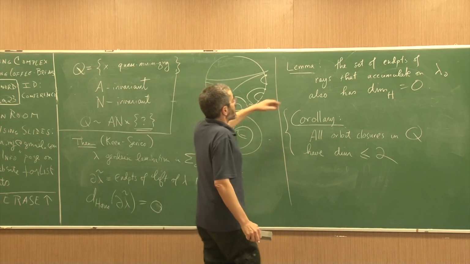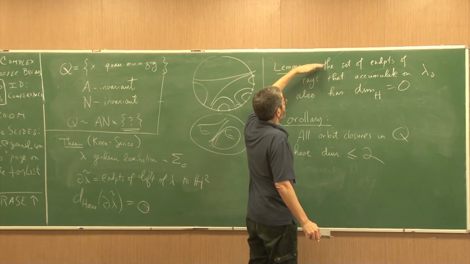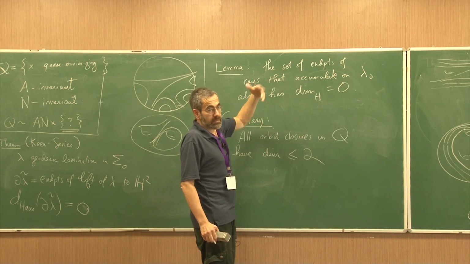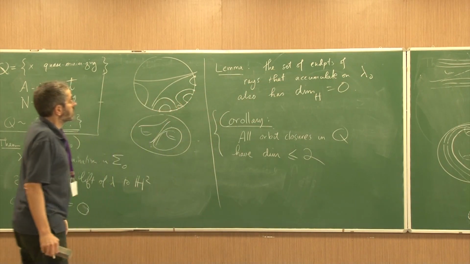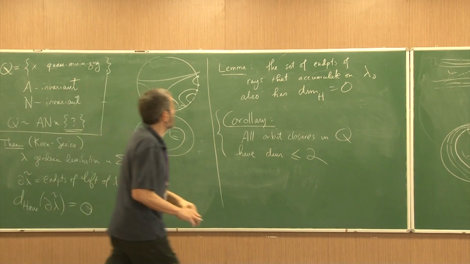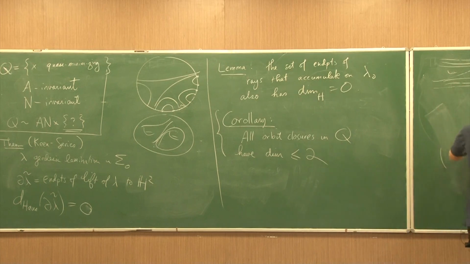No, this is the set of endpoints of rays whose omega limit set is in lambda naught. So it contains all the endpoints of lambda naught, but it contains more. Okay.